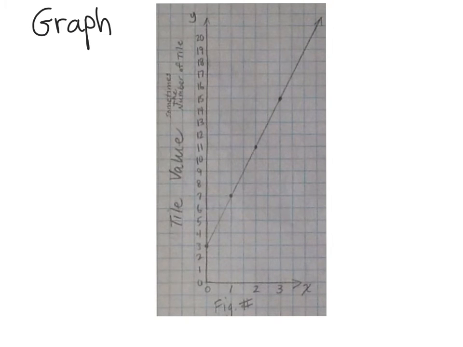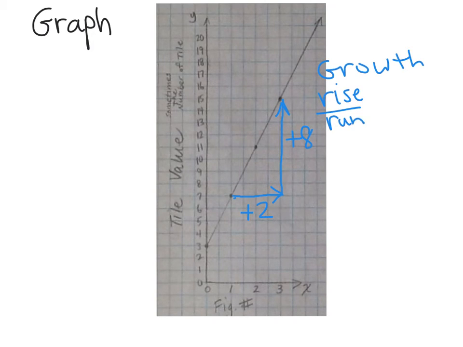Okay, looking at growth and starting value in the graph, I'm going to pick a lattice point. I'll pick the point at (1, 7) and draw a growth triangle to the lattice point up here. I look at my figure numbers, and I see that the figure numbers have increased by 2, so that's my run of 2. The rise, the change in the tiles, has gone from 7 to 15. That's an increase of 8. So the growth as a ratio of rise to run is a rise of 8 to a run of 2. That's a vertical change of 8 to a horizontal change of 2.